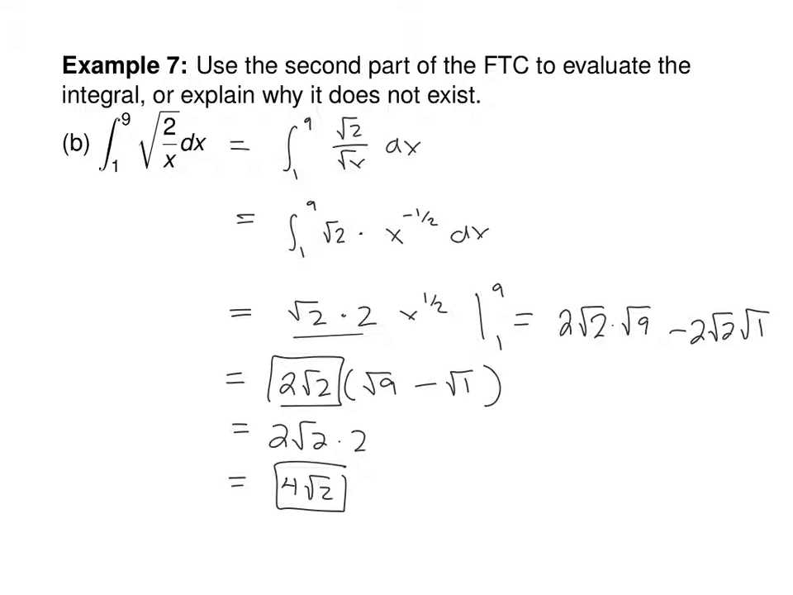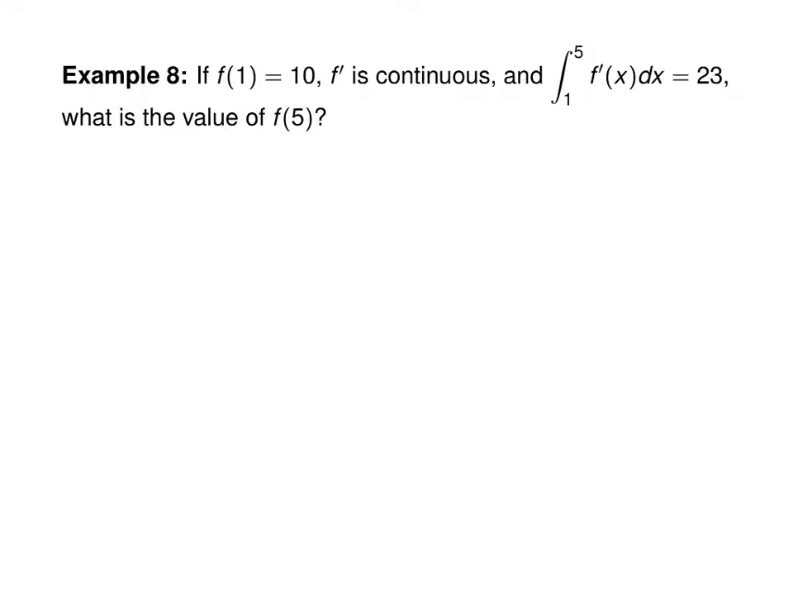Okay. So the next question is kind of a fun little puzzle, but it just gets at whether you get the concept. In the next one, I told you that f of 1 is 10, and that the function f prime is continuous, and the value of the integral, the area under the curve f prime from 1 to 5, is 23, and you're going to use this to figure out what the original function is at 5.